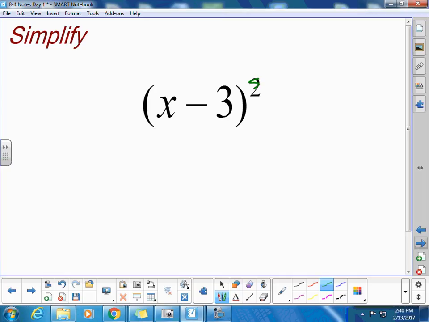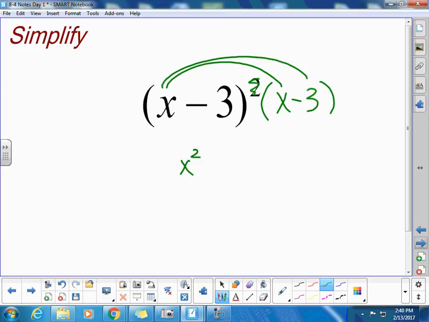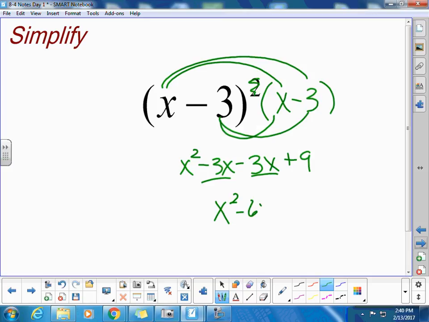Again, we're just going to cross off this squared and write it as x minus 3 times x minus 3. If I do first, I get x times x, which is x squared. Outer, x times negative 3. Inner. And last. Combine my like terms. You have x squared minus 6x plus 9. Again, look at these numbers compared to the x minus 3 that we started with, x minus 3 squared.